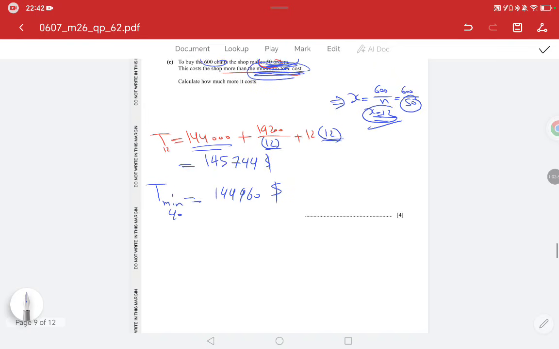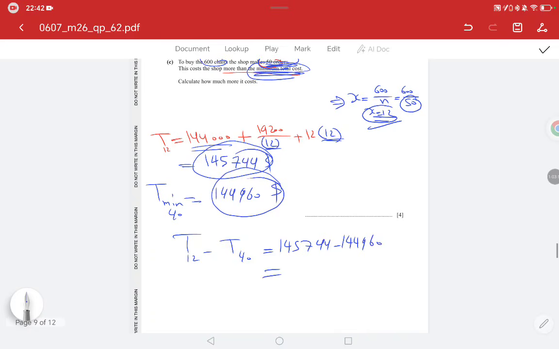So how much more will it cost? We have to subtract them. You subtract this one minus this one. So the cost for 12 minus the cost for 40. So 145,744 minus 144,960. So the answer is $784.